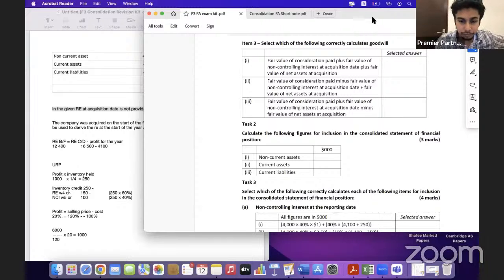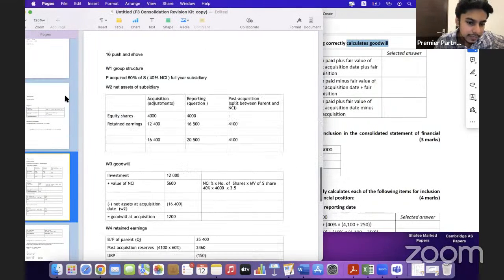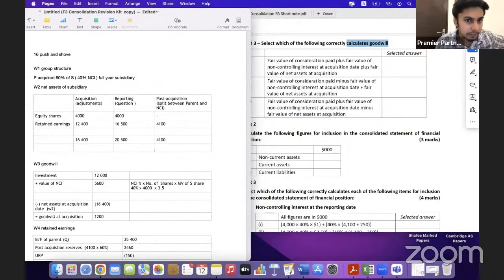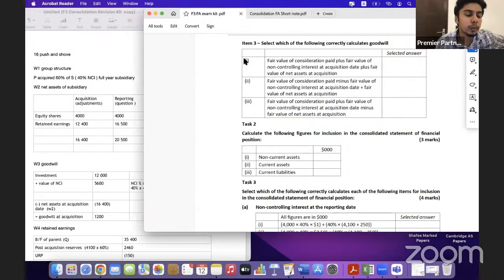Okay. Guys, now they are asking, select which of the following calculates goodwill. See, they are not asking for the goodwill answer. They are asking for the formula. Can you guys see that? Here, they are not asking for the value. They are asking you to tell the formula, how you calculated goodwill. Now look at this formula and quickly decide what should be the correct answer.